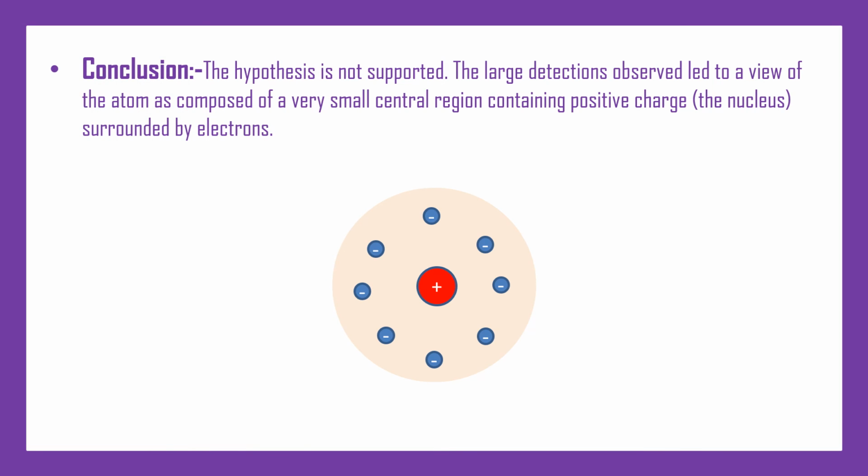So from the result we can conclude that the hypothesis is not supported, and the large deflections observed led to a view of the atom as composed of a very small central region containing positive charges, which is the nucleus, and that the nucleus was surrounded by the electrons, as you can see in this diagram.